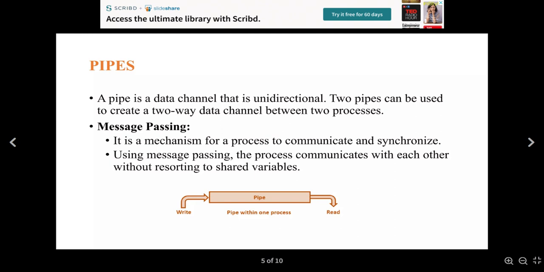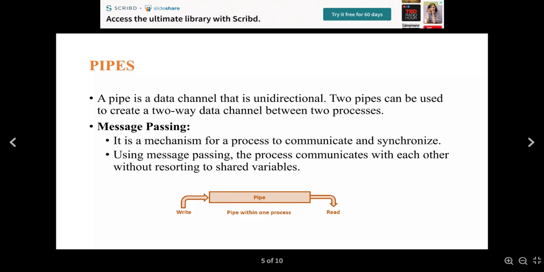As you can see in the diagram, on one end of the pipe one process is writing, and on the other end another process is reading. Whatever data is written by one process will be written on one side of the pipe, and once the data the process wants to convey is written, the write end of the pipe will be closed. Immediately the read end of the pipe will open, and the process at the read end will take the information written by the process on the left side of the pipe. Now we can establish two-way communication also using these pipes.